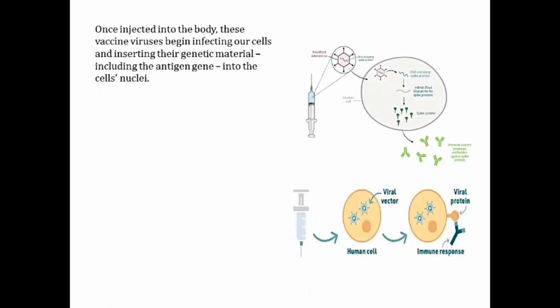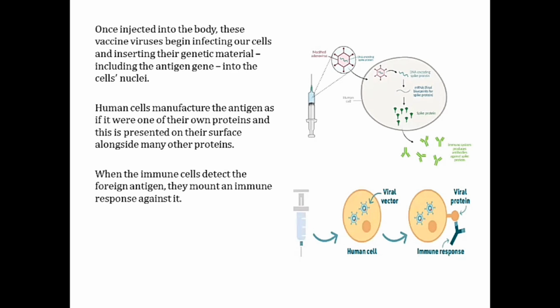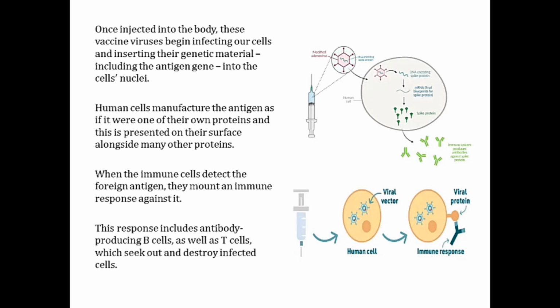Once injected into the body, these vaccine viruses begin infecting our cells and inserting their genetic material, including the antigen gene, into the cell's nucleus. Human cells manufacture the antigen as if it were one of their own proteins, and this is presented on their surface alongside many other proteins. When the immune cells detect the foreign antigen, they mount an immune response against it. This response includes antibody-producing B cells as well as T cells, which seek out and destroy infected cells.